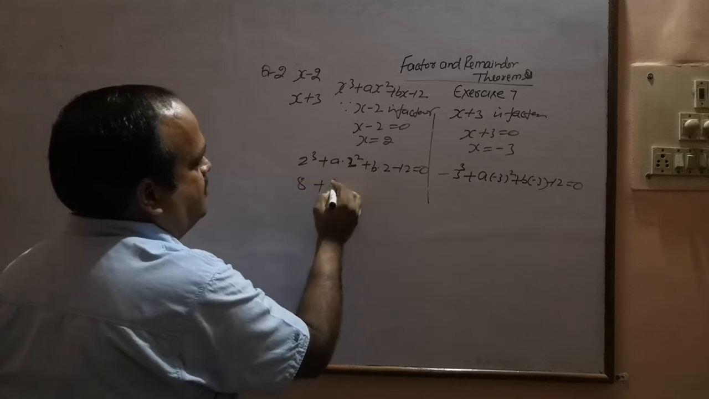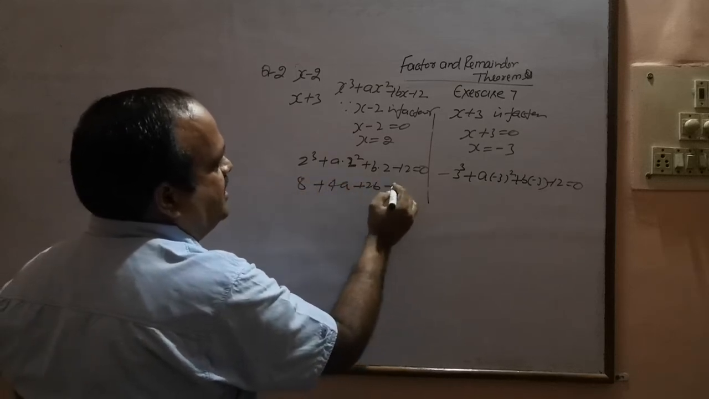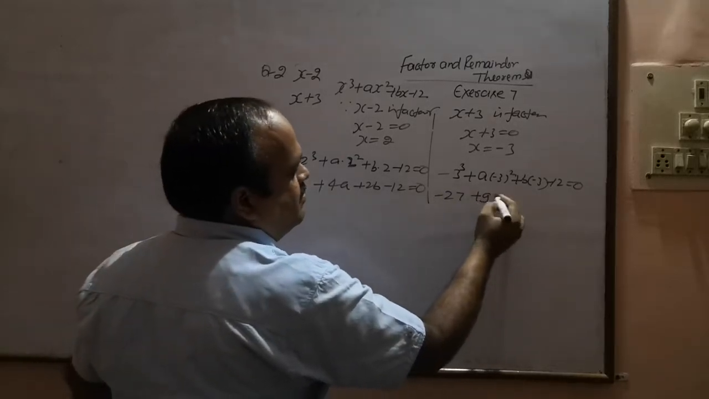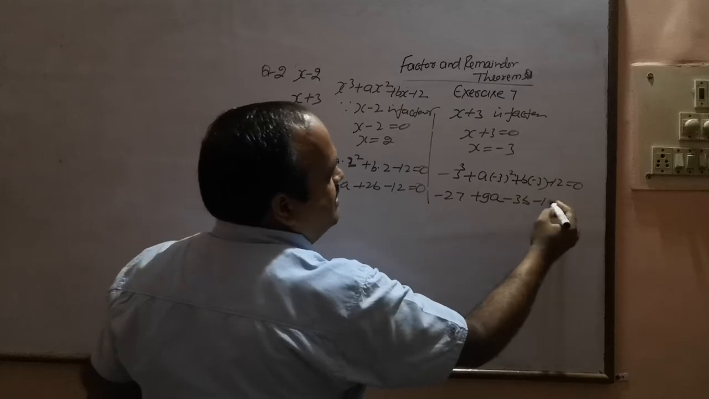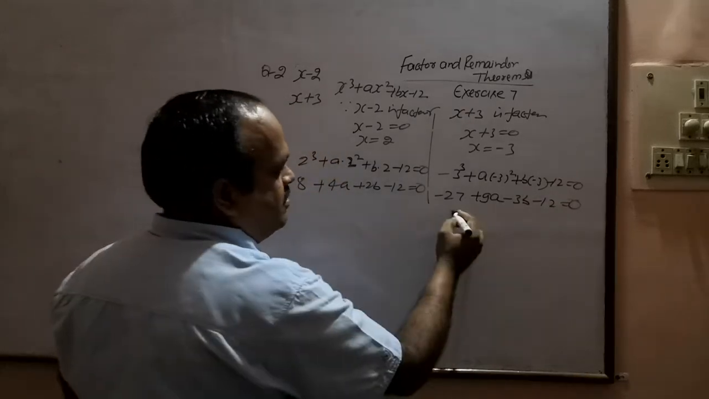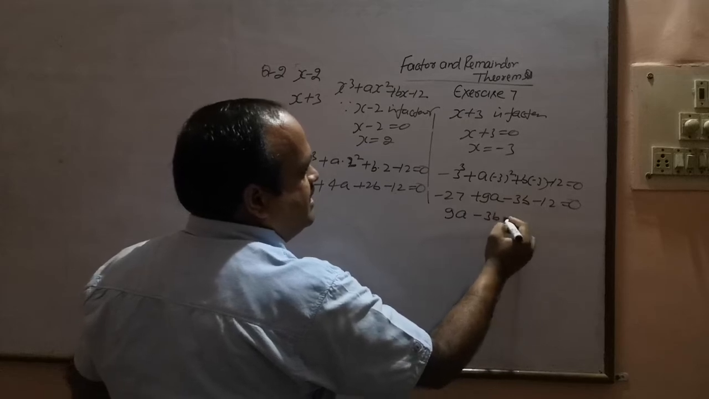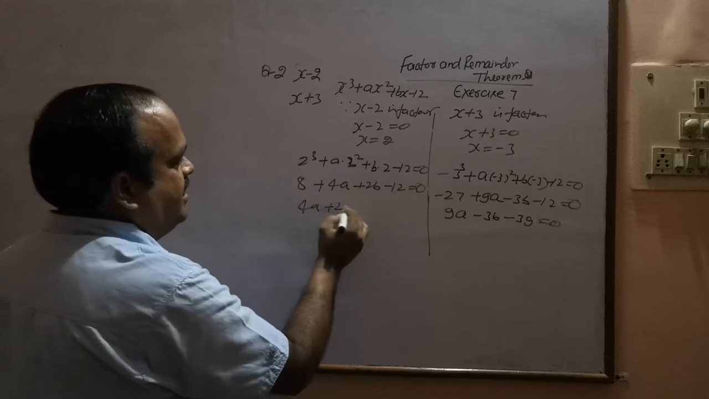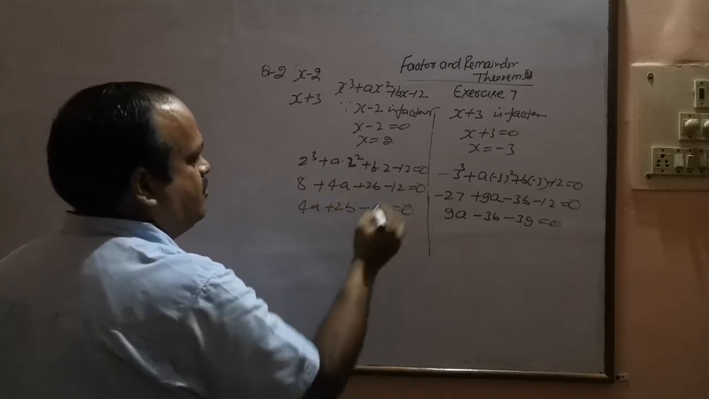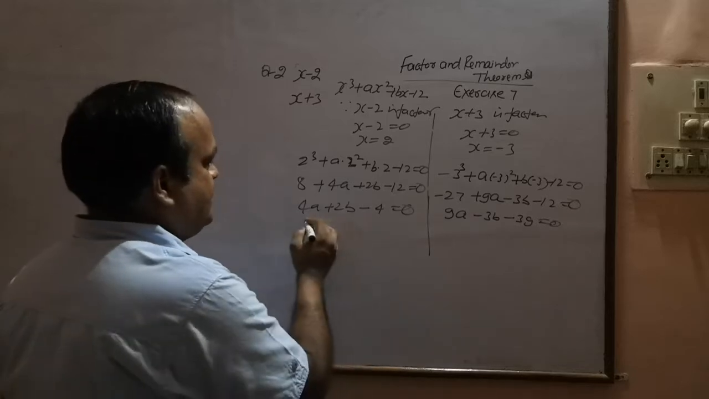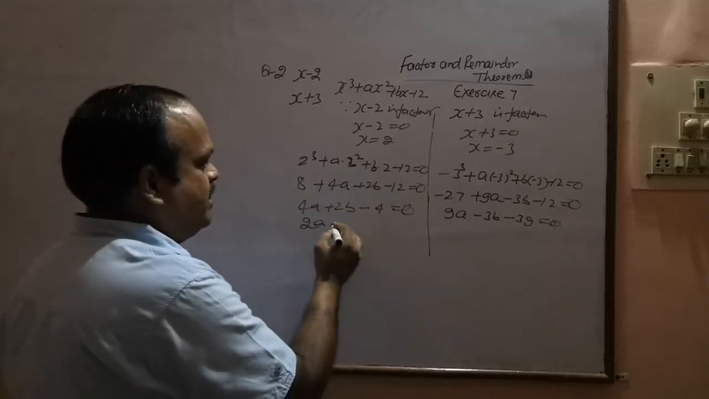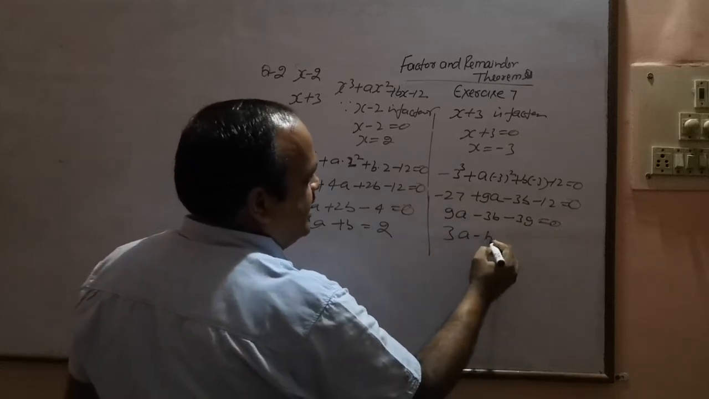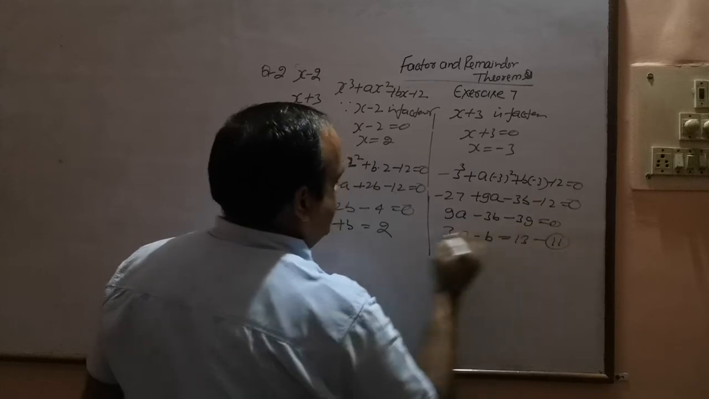So 8 plus 4a plus 2b minus 12 equals 0. Minus 27 plus 9a minus 3b minus 12 equals 0. So 9a minus 3b minus 39 equals 0, and 4a plus 2b minus 4 equals 0. Divide the equation by 2: 2a plus b equals 2. Divide this equation by 3: 3a minus b equals 13.